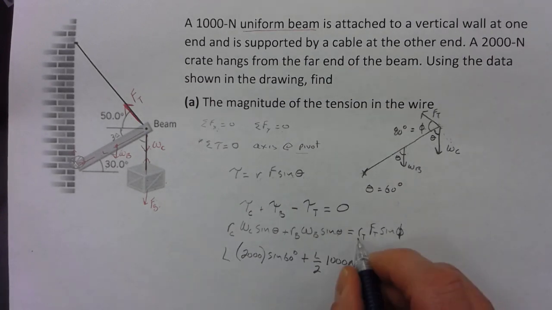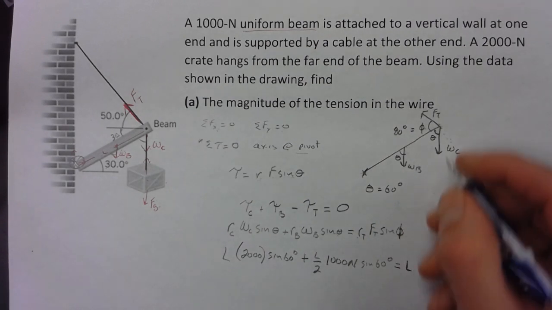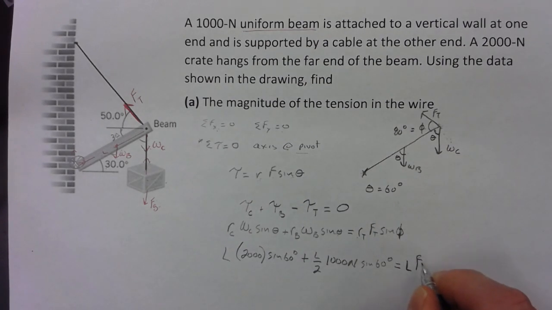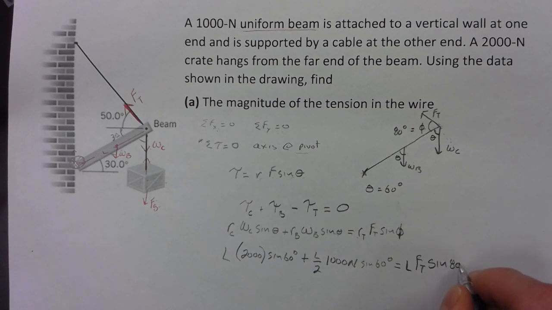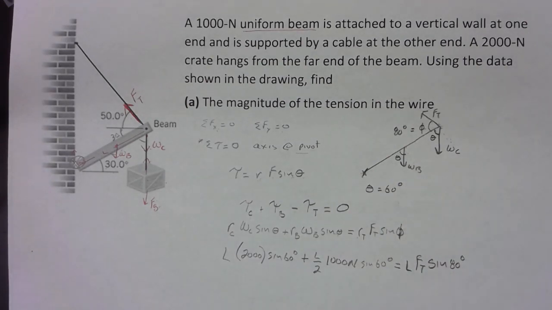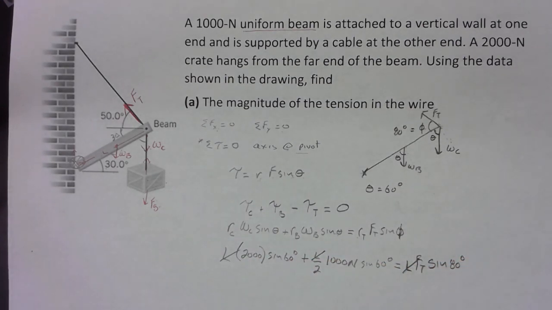And that's going to equal the R for my tension. That's all the way out at L also, all the way at the end. And that tension is what I want to find. And the tension makes an angle of 80 degrees with the beam. Well, all right, we didn't know the length of the beam, but it turns out here that everybody's brought an L, so these L's actually reduce down to 1. It doesn't matter what the length of the beam is to solve this problem.